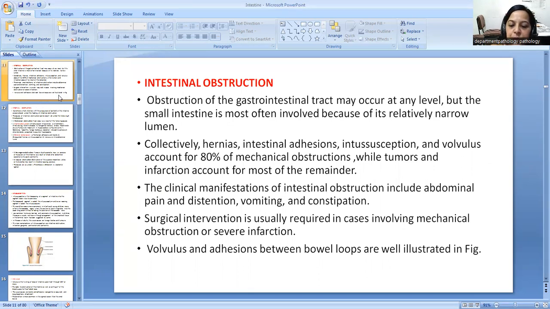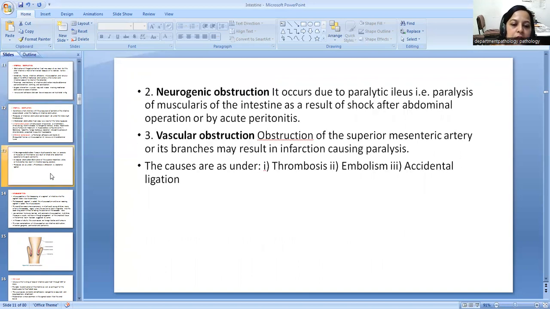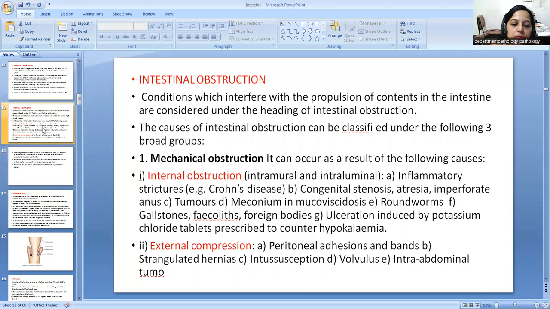Surgical intervention is usually required in cases involving mechanical obstruction or severe infarction. Volvulus and adhesions between bowel loops are illustrated here, and I'll show you the figure.